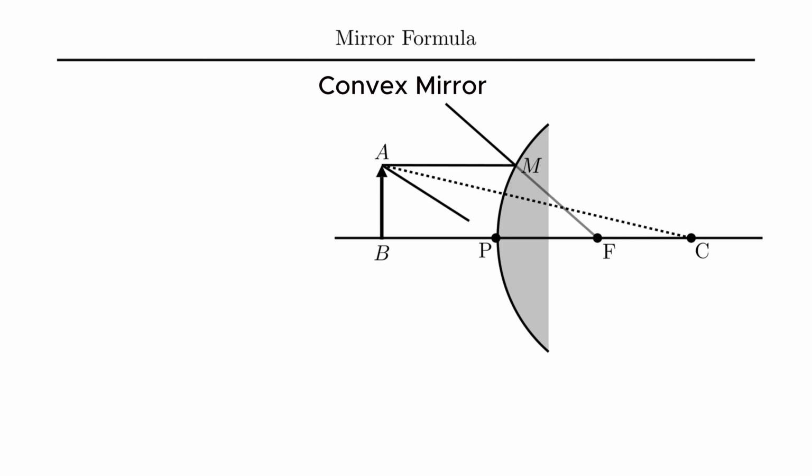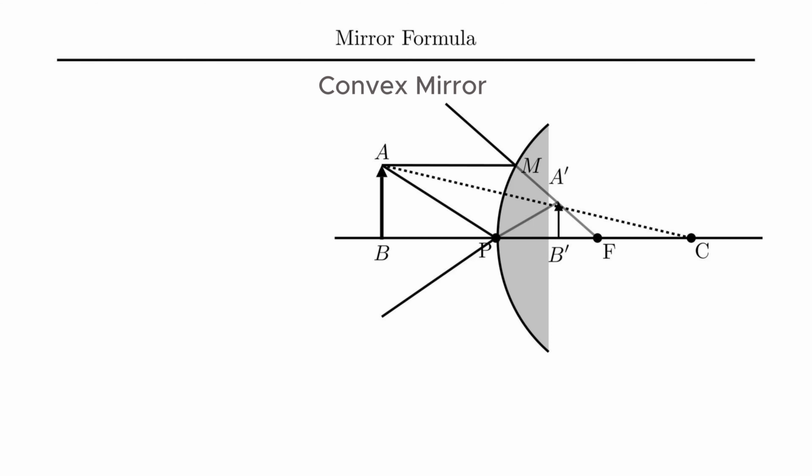The third ray is incident on the pole, which reflects according to laws of reflection. Producing it backwards, it intersects the first two rays to form an image at A'B'. Since the intersection point is above the principal axis, it is an erect image. Also, the image is diminished in size.